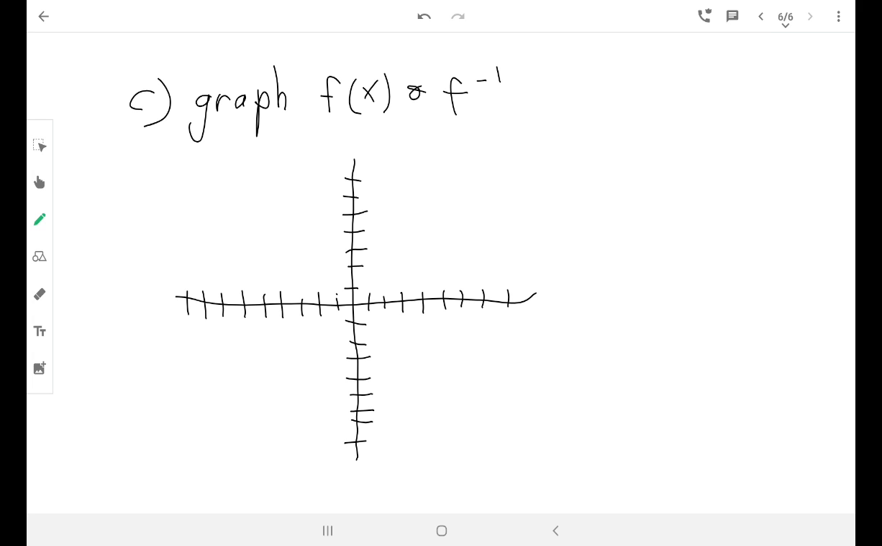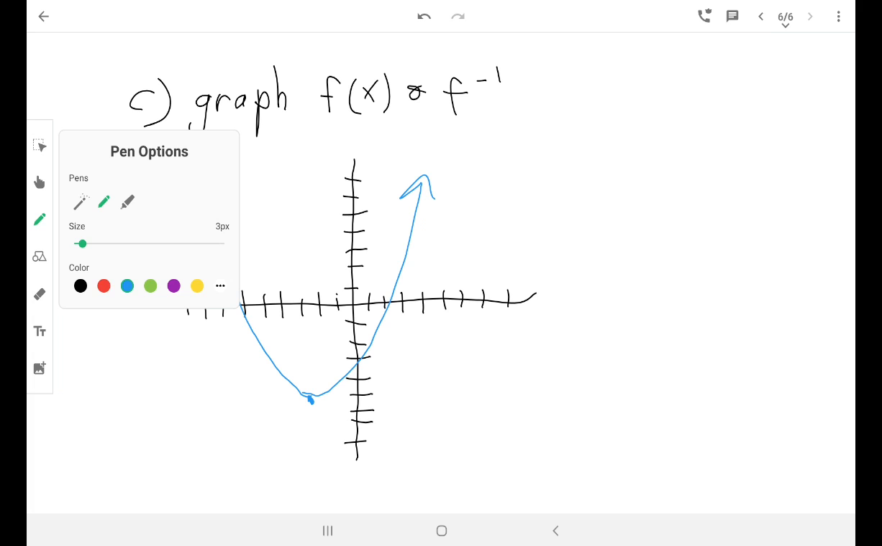And remember, there was a shift of negative 3 in the x direction. So I'm going to shift over by negative 3 in the x direction, and a shift of negative 5 in the y direction. So 1, 2, 3, 4, 5. I'm going to go left 3 and down 5, and that's going to be the new vertex for this parabola. And so there's the original function. Okay?